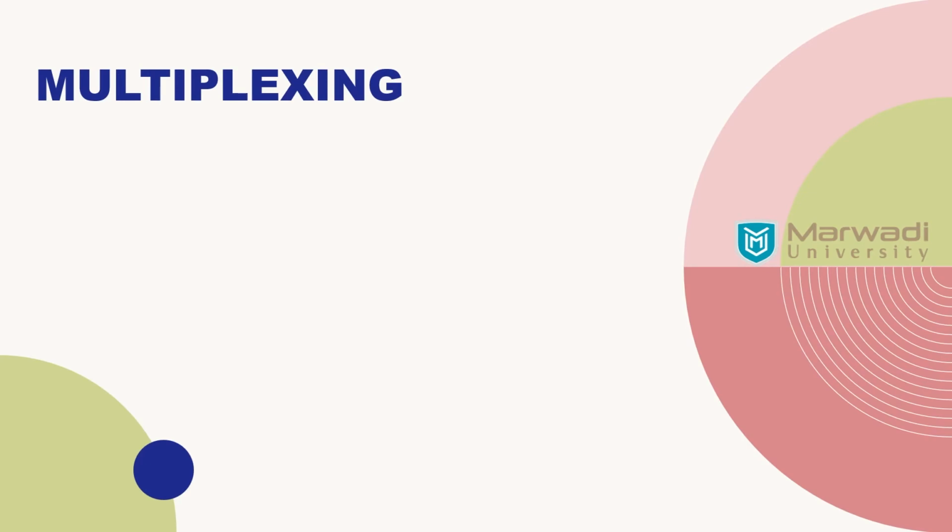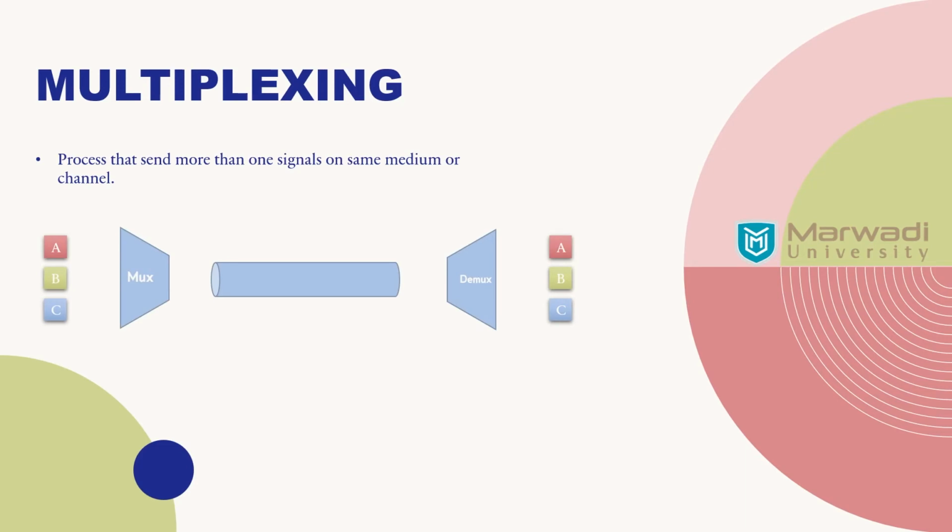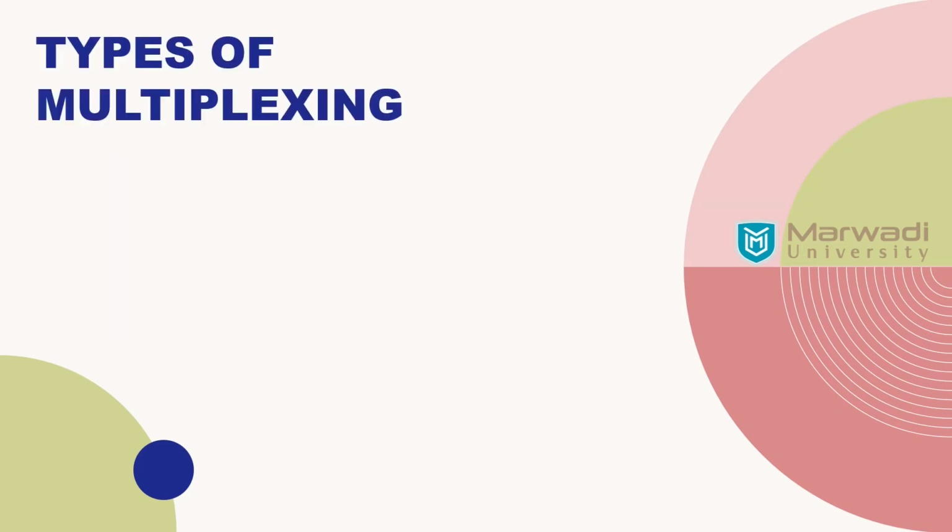Now we will see what multiplexing is. Multiplexing is a process in which we send one or more signals on the same medium or channel. There is one small animation of multiplexing. Now, types of multiplexing. There are two types: frequency division multiplexing and time division multiplexing.